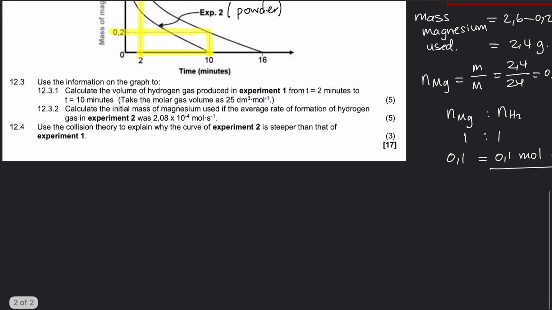Question 12.3.2 reads, calculate the initial mass of magnesium used if the average rate of formation of hydrogen gas in experiment 2 was 2,08 times 10 to the negative 4 moles per second. Now, this is a 5-mark question, so obviously more than one calculation needed.